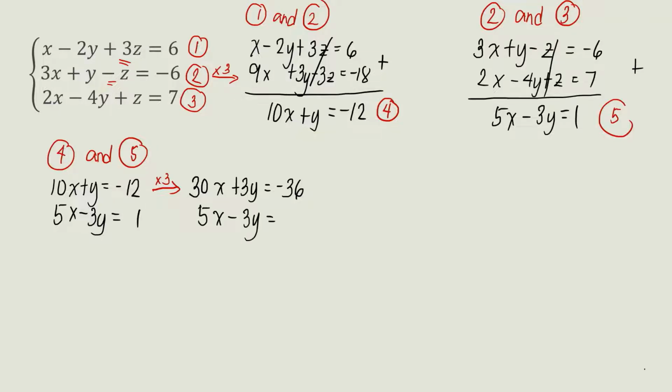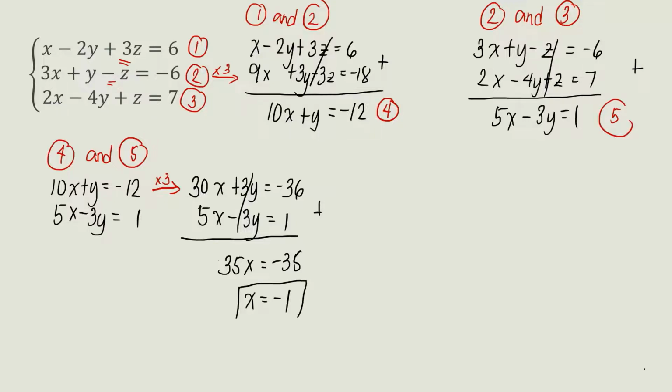Okay, so again, we will be doing addition so that we can eliminate your y. 3y plus -3y is 0, right? And then next, 30x plus 5x, that is 35x. And then -36 plus 1 is -35. So divide both sides by 35. You will have -35 divided by 35 is -1. So we got a value of x, which is -1.